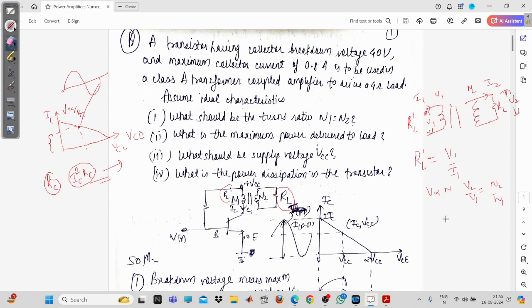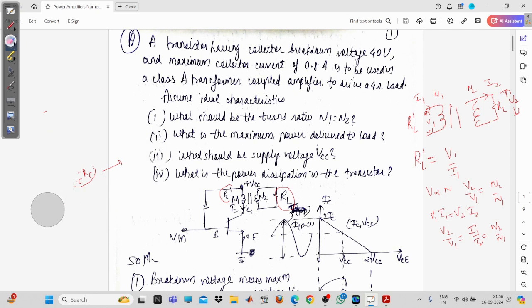Similarly, you can also write V1 I1 will be equal to V2 I2. So in that case, V2 upon V1 will be equal to I1 upon I2, which will be equal to N2 upon N1. I think this relation is already discussed in the classes. Now coming here, I'll be writing here because there is no space left. So RL dash will be, now everything should be written in terms of secondary.